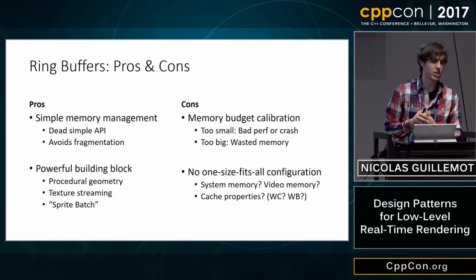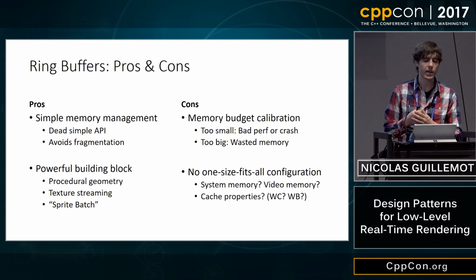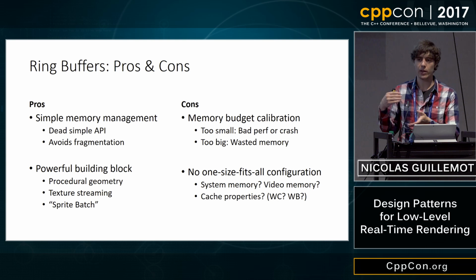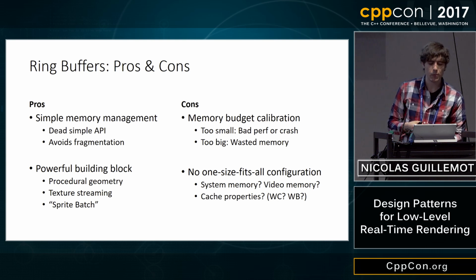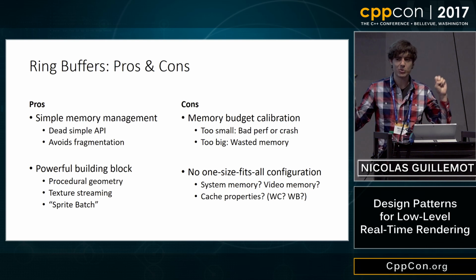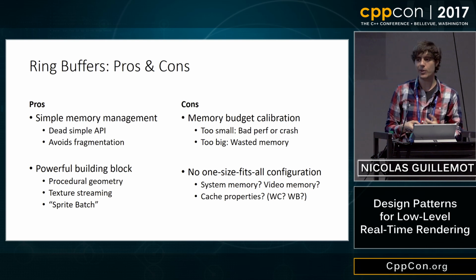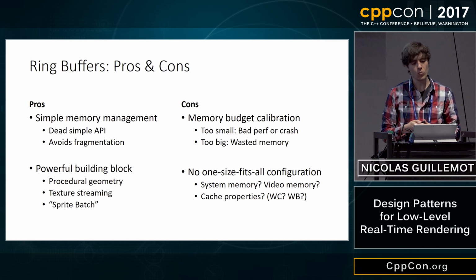I'll suggest procedural geometry if you want to generate some stuff on the fly. Texture streaming. For example, you allocate pixels into your ring buffer and then kick off a copy into a texture object on the GPU. And also the so-called sprite batch abstraction for rendering sprites in a 2D game, for example, is something you can implement very easily if you have a ring buffer handy.